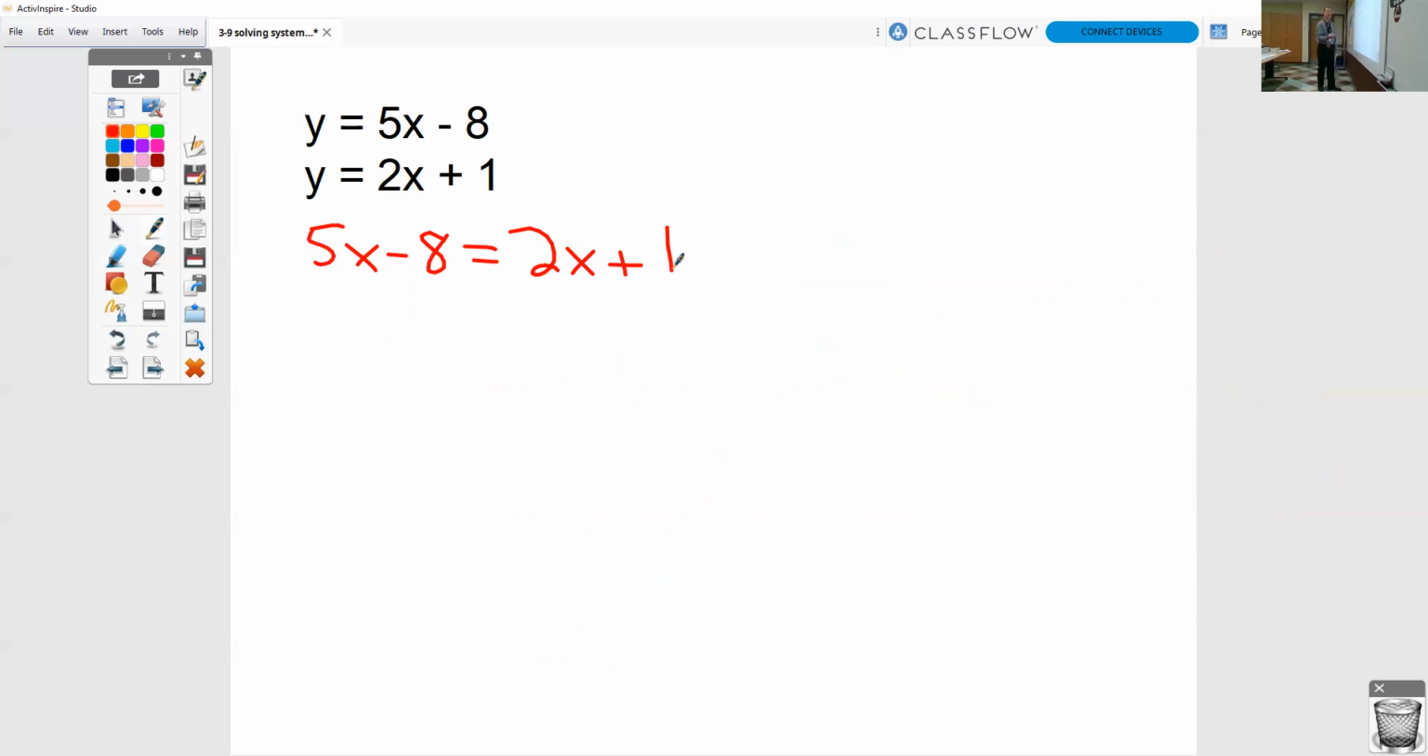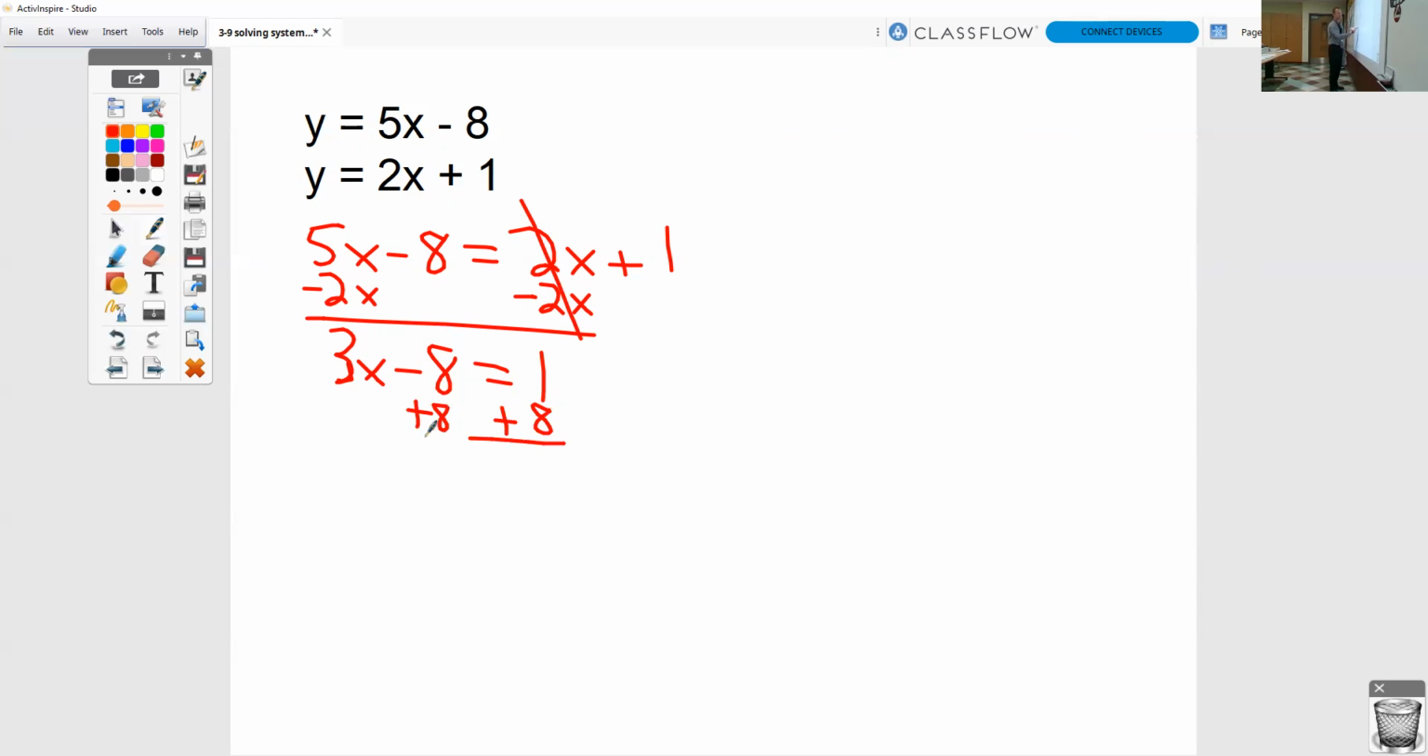5x minus 8 equals 2x plus 1. Again, I like working with the smaller of the two letters first. So I'm going to do minus 2x and minus 2x. Those two x's cancel out. 5x minus 2x is 3x. Bring down your minus 8, bring down your equal sign, bring down your 1. Now it's just a two-step equation. So plus 8 plus 8. So 3x equals 9. Divide by 3, divide by 3, and you get x equals 3.